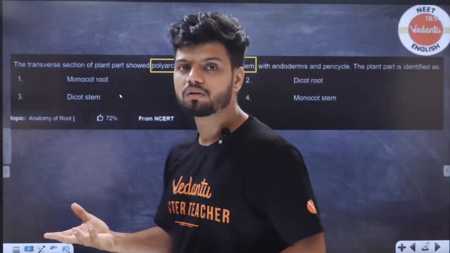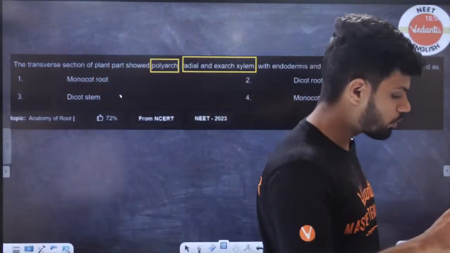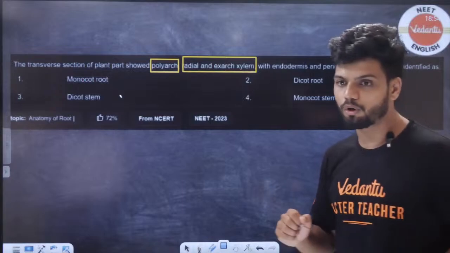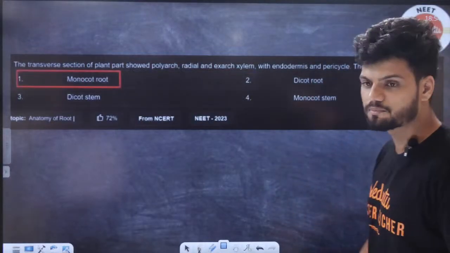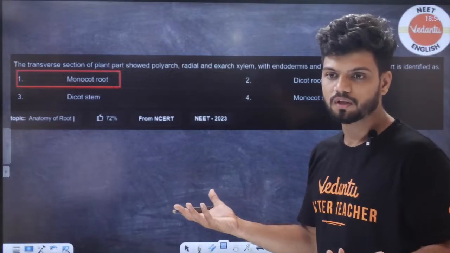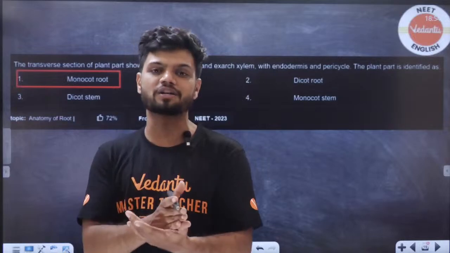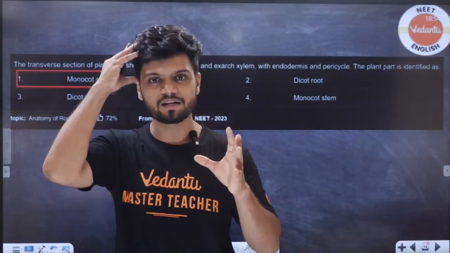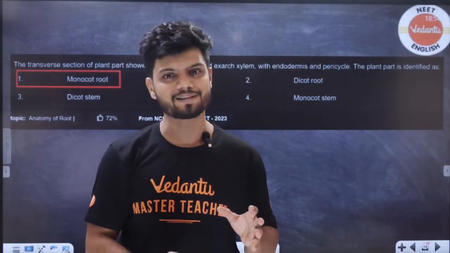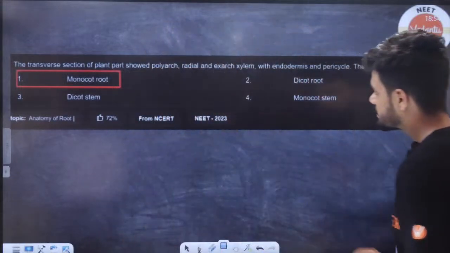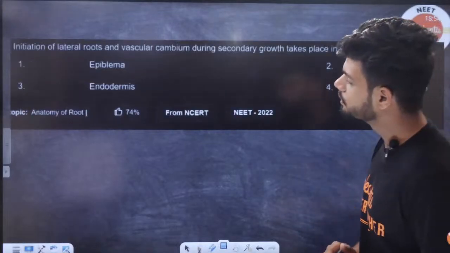Radial arrangement is root. Exarch is root. Polyarch is monocot or dicot? Tell me now. Polyarch is monocot. Yes or no? It is monocot root. So you can answer the questions very easily if you know the exact points you need to match. There are some points in your head now. Match the following points to the question. Answer is yours. This is a NEET 2023 question. See this question, all of you.